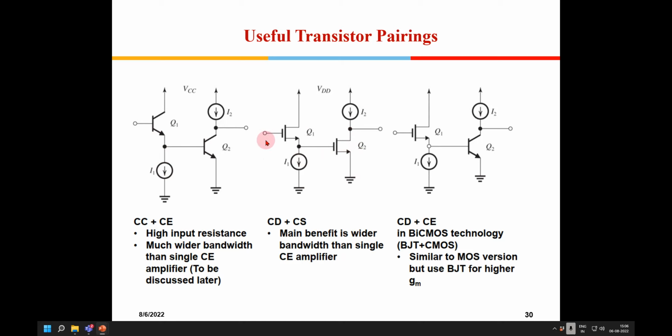Instead of CS plus CD, you are using CD plus CS. Because there is no gain out here, it can have a high bandwidth, high frequency. This will give the gain. So in the first stage there is no gain, but it doesn't have Miller capacitance. That is the advantage if you use this configuration. This is very widely used.